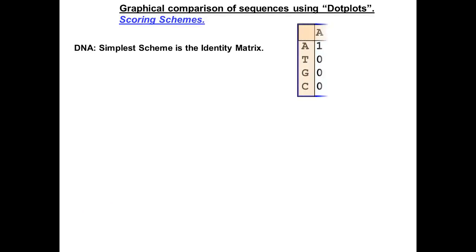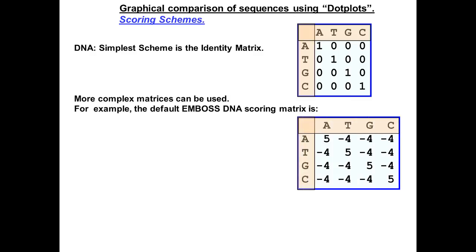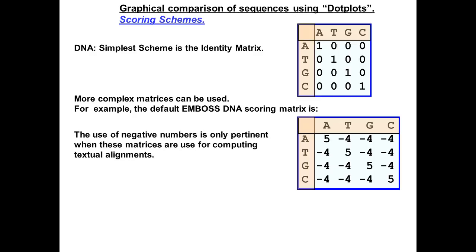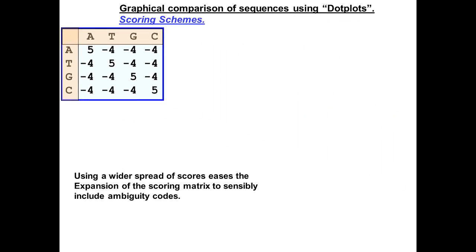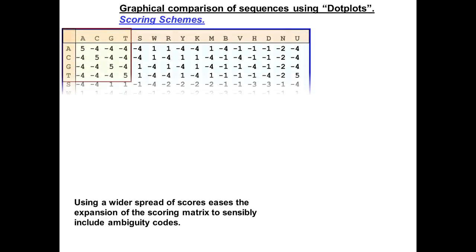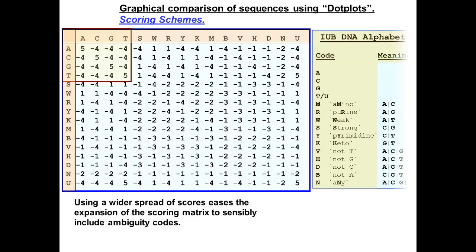As already mentioned, the identity matrix is perfectly adequate for fully determined DNA sequence comparisons. There are some advantages in other matrices, however, the EMBOSS default DNA scoring matrix being an example. The score range used in this instance is 5 for a match and -4 for a mismatch. The use of negative numbers is irrelevant for dot plots, but has a justification for other uses of this matrix. The wider spread of scores allows the easy inclusion of DNA ambiguity codes. Reasonably accurate expansion of the matrix without the need to introduce non-integer values is possible.